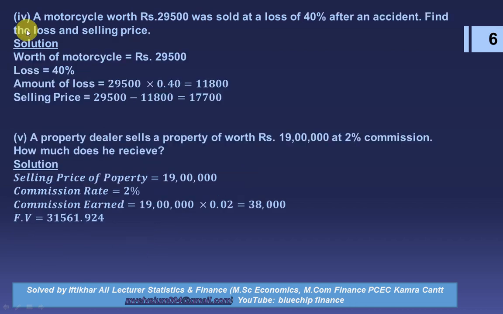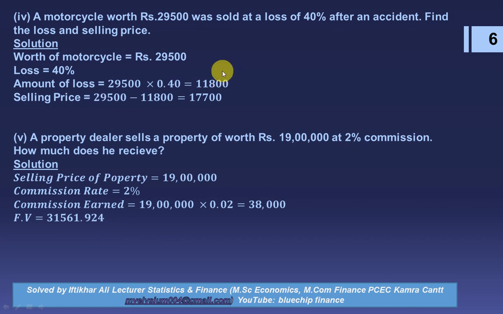Question number 4. A motorcycle worth rupees 29,500 was sold at a loss of 40% after an accident. Find the loss and selling price. So simply calculate 40% of this worth. So 29500 multiplied by 0.40 equals 11800.